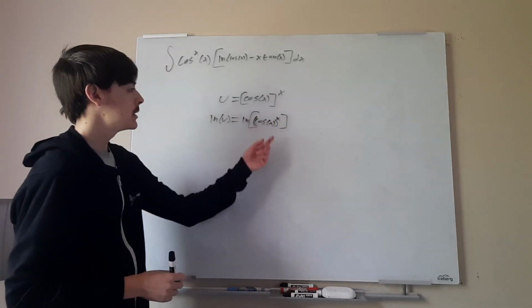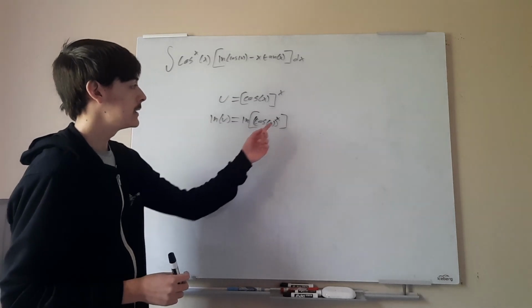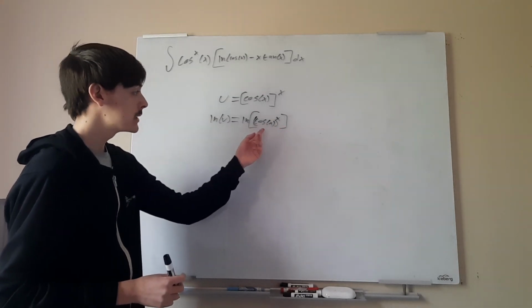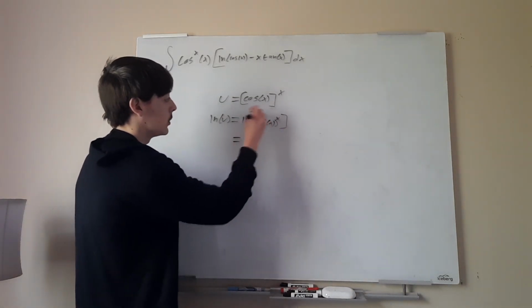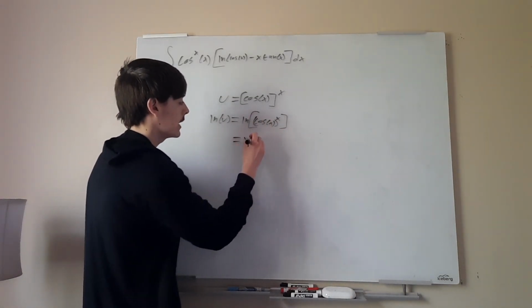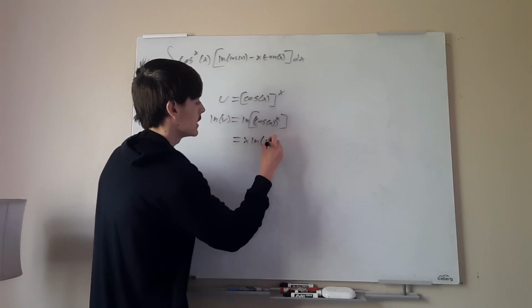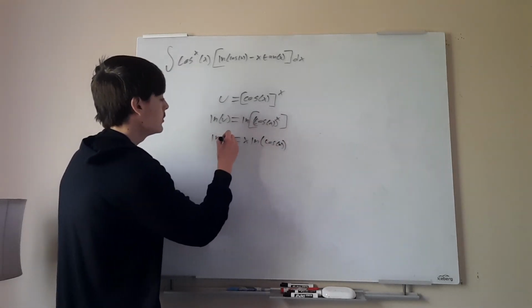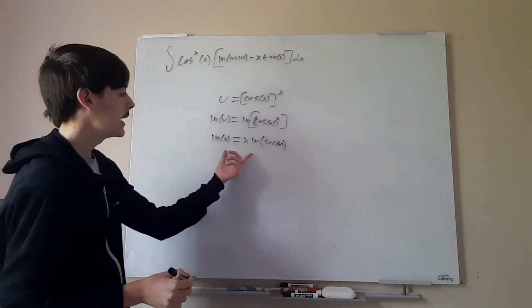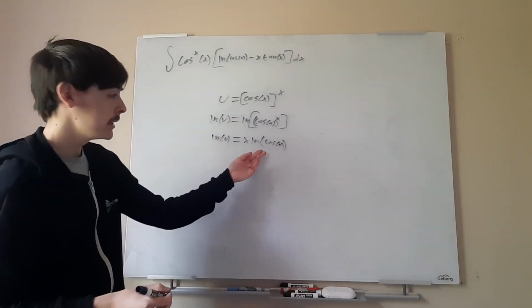The reason I do this is because ln of a to the b, where a in this case is cosine x and b is x, equals b ln a. So we just pull the power out front. So this will equal x ln of cosine x. On the left side, we'll still have just ln u. Now that we're done modifying, we can actually take the derivative of both of these terms normally.